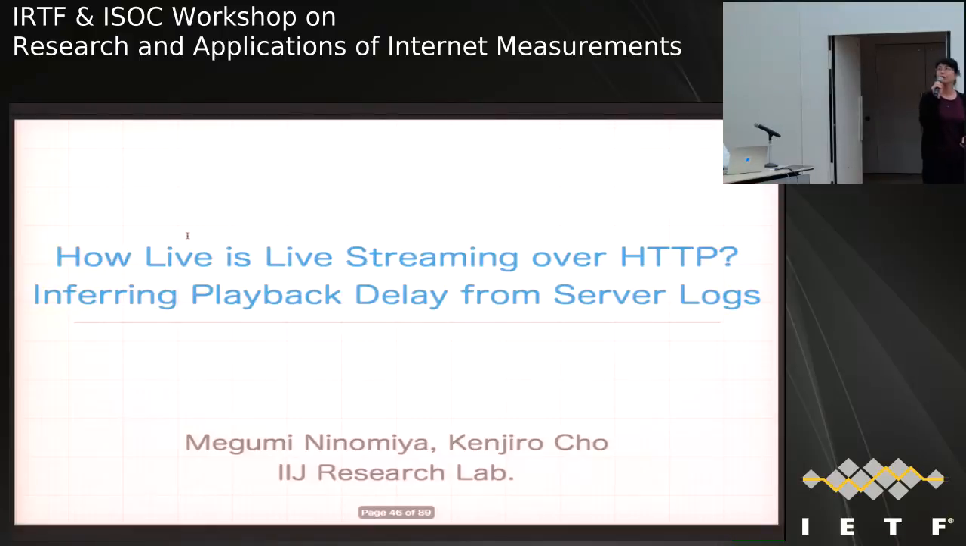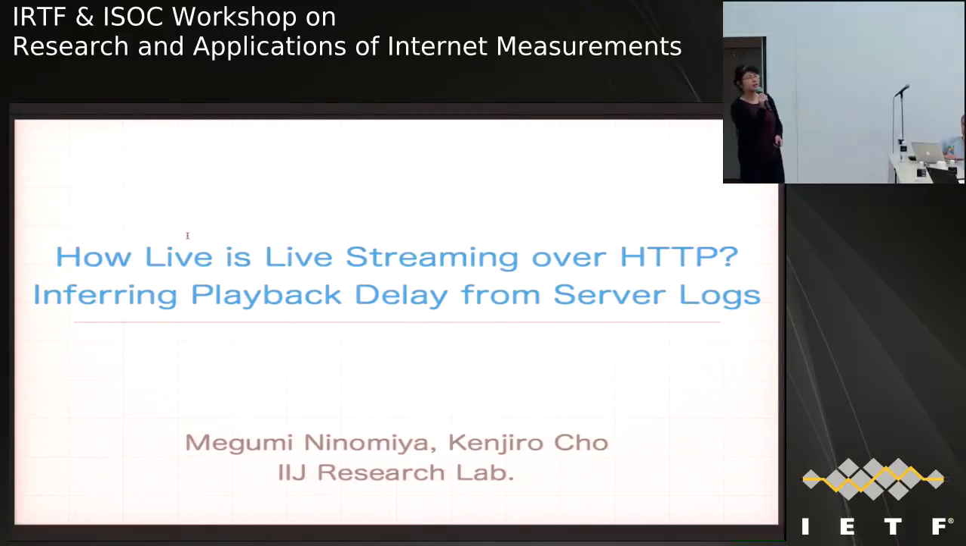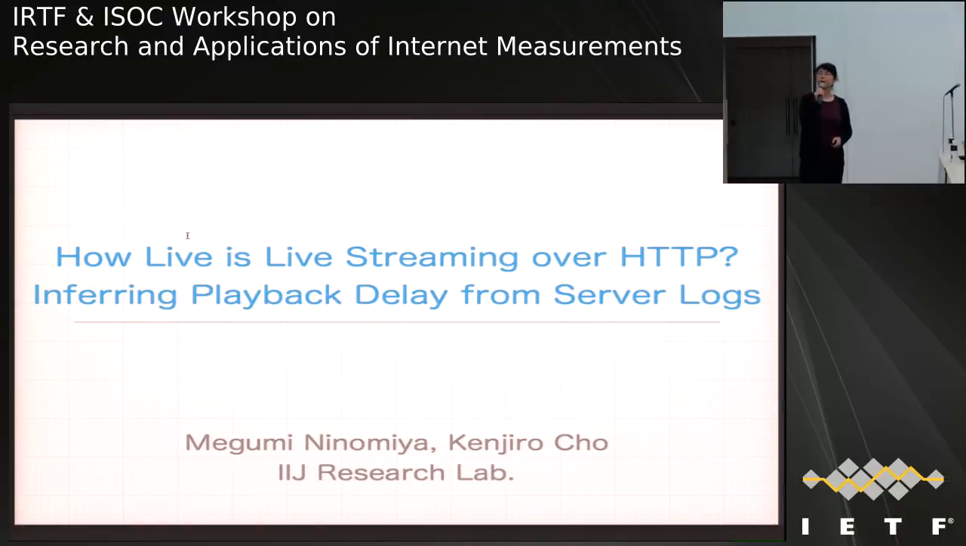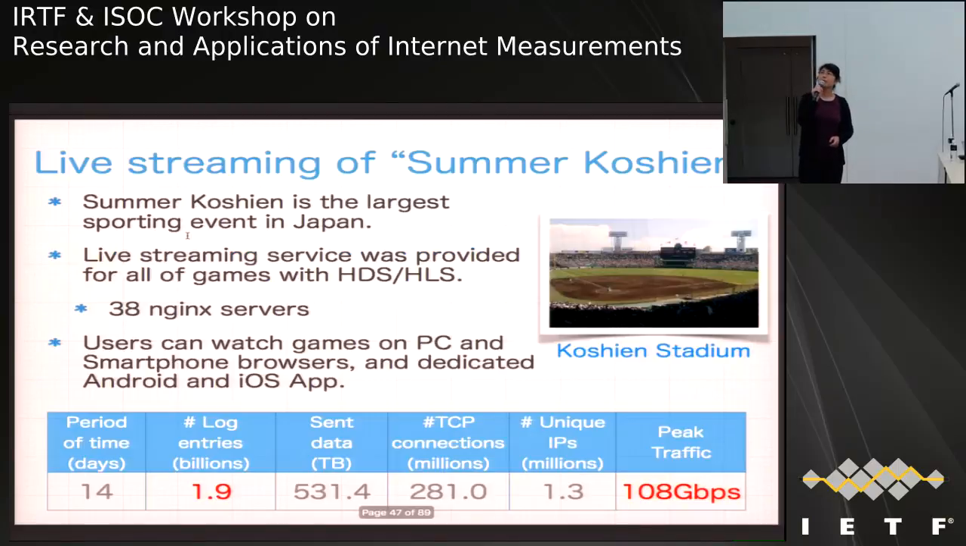Hello, my name is Megumi Ninomiya. I'm working at IIJ Research Laboratory in Tokyo. I would like to talk about playback delay inference for HTTP-based live streaming service. First of all, I would like to introduce live streaming for Summer Koshien. Summer Koshien is a baseball championship. It's an annual event and the largest sporting event in Japan.